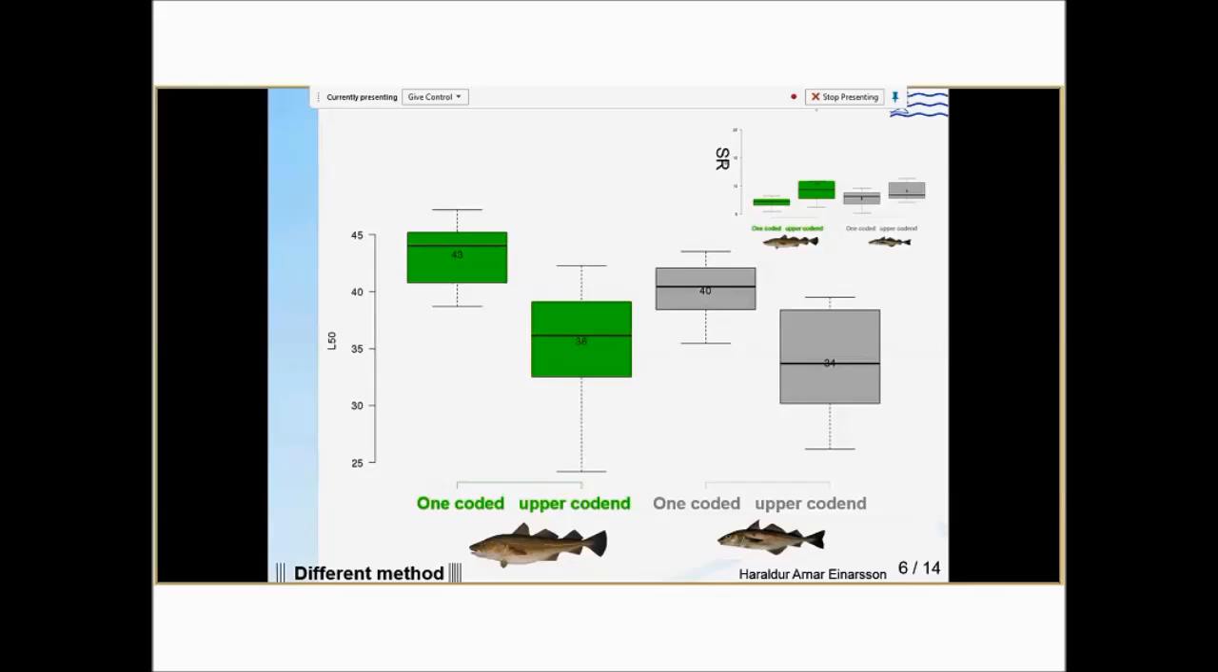But down to 36 when the same codend is with another codend in the same trawl. So it has clearly an effect. And the same can we see in the haddock. I put a small graph here upstairs.